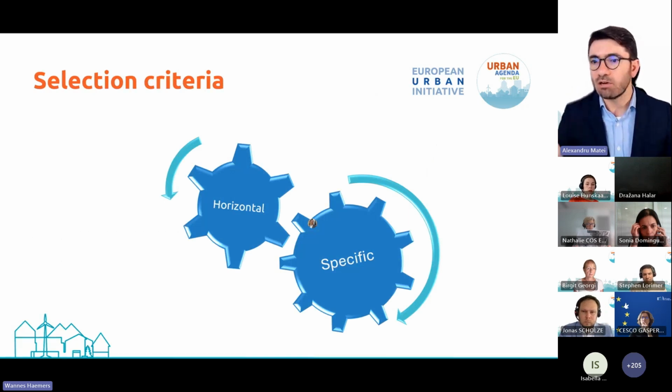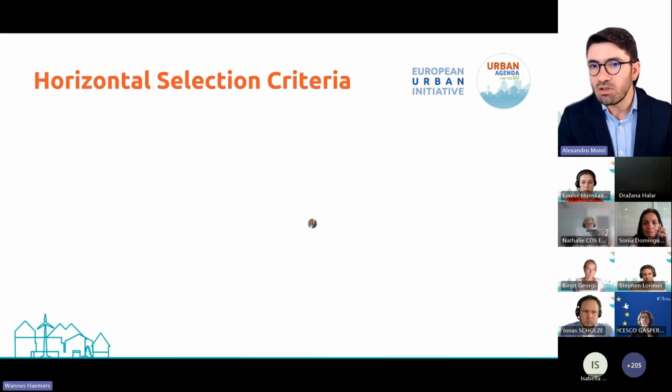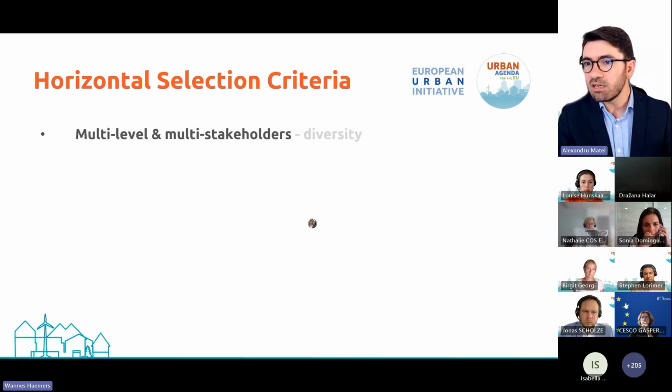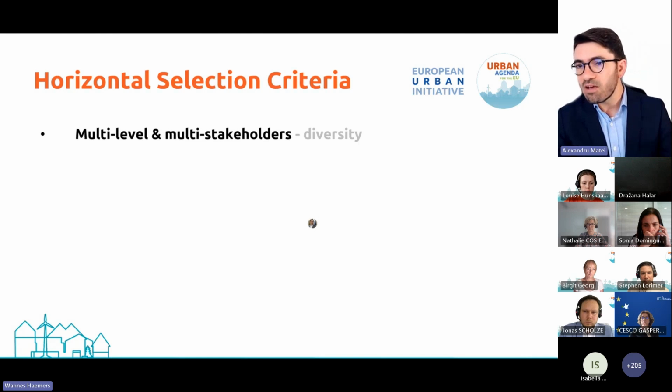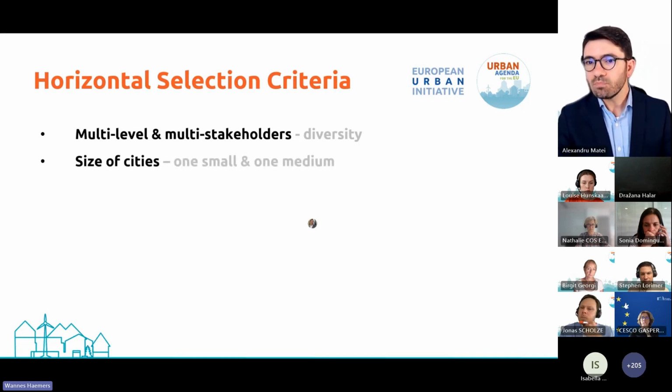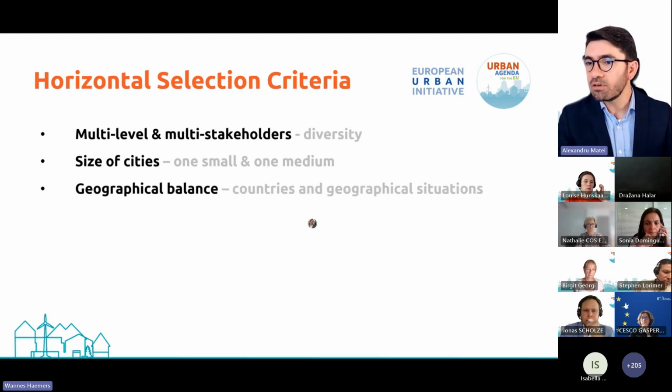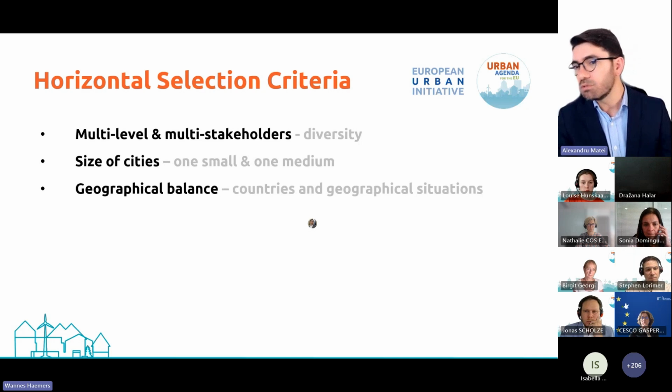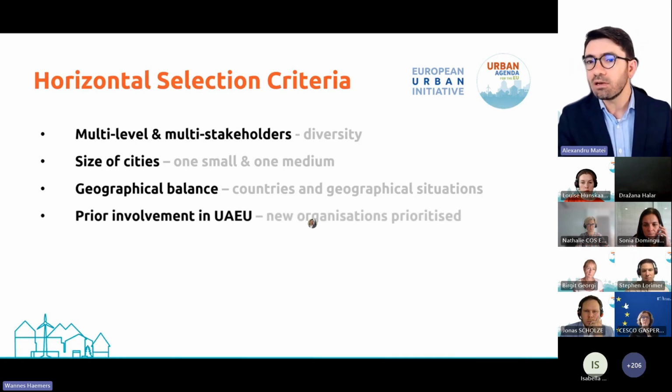Again, there are two main criteria, the horizontal and the specific. For the horizontal criteria, as I said before, the key idea is to have diversity, to allow as many types of organization and levels to participate. The second diversity is in terms of size of cities. We will need to have at least one small and one medium-sized city. Then it's about geographical balance, so to have as many countries represented and geographical situations, so I mean coastline, mountain areas, hilly areas, and so on.